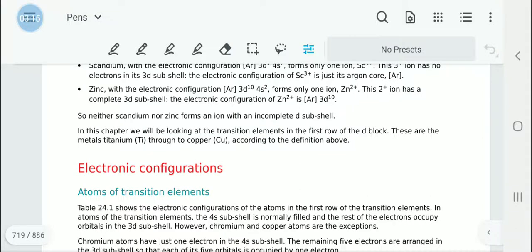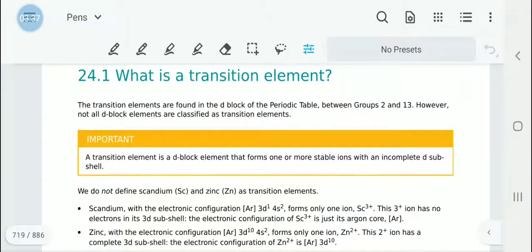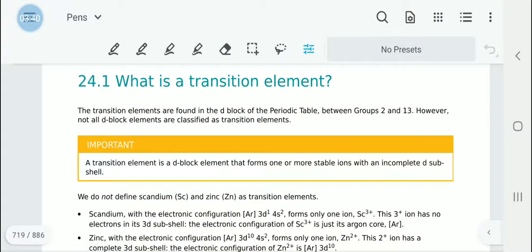So we are going to look at the transition elements in the first row of the d block, titanium to copper, and based on the definition given, the ions would have an incomplete d subshell. So now let's first write down a note on this. A transition element is a d block element that forms one or more stable ions with an incomplete d subshell. Please remember that we are talking about the ions, not the element itself.